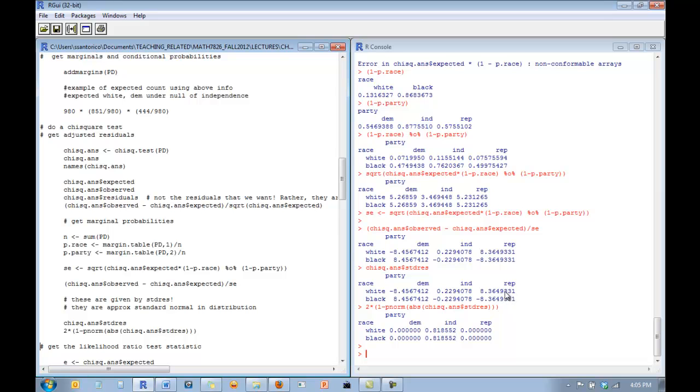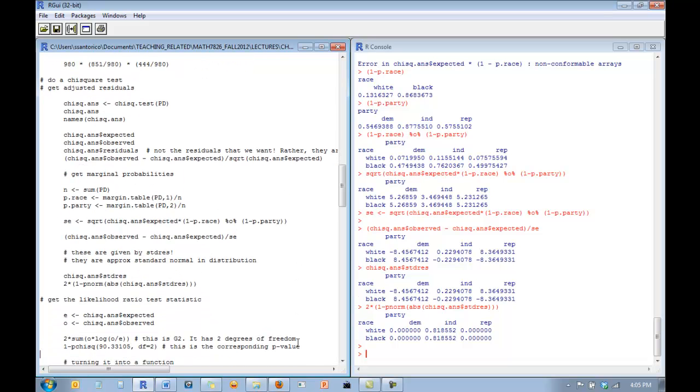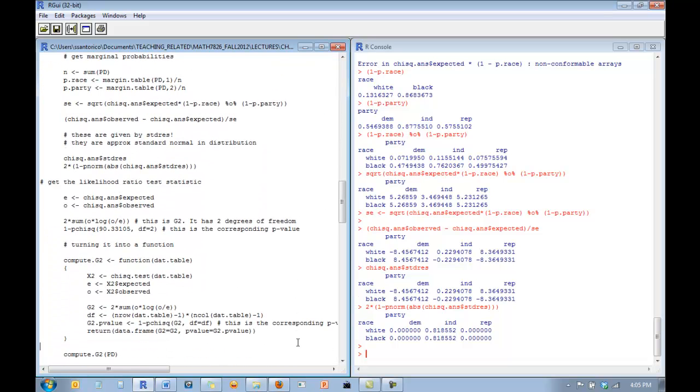Inherently, if you get something all the way out in the tails past 8, we know that's going to be really unlikely. Something that's close to 0, we know is pretty likely under the null of no association. And so that's why you've got p-values close to 0 for Democrats and Republicans and close to 1 for independents. I also show you in here how to compute your chi-square test.